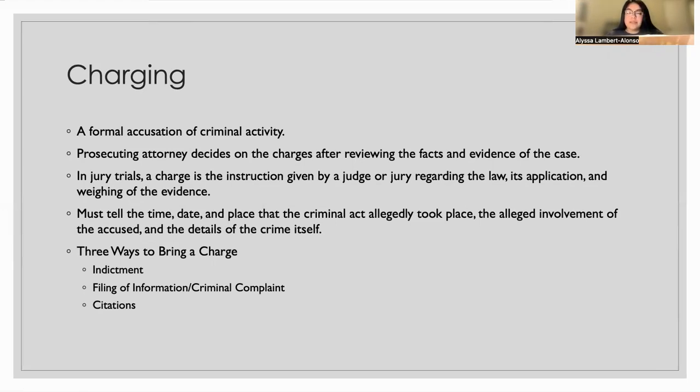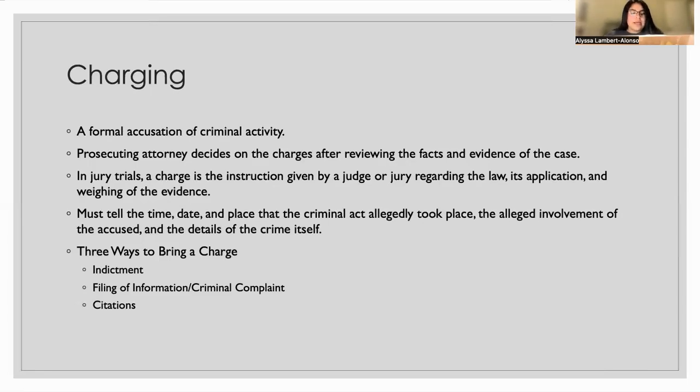So there are three ways to bring a charge. The first one is an indictment. This is voted by a grand jury, and the prosecutor decides when the case goes to a grand jury. So the grand jury decides if there is enough evidence to charge the accused with the crime. This is meant for there to be an unbiased opinion and that it's solely based on evidence.